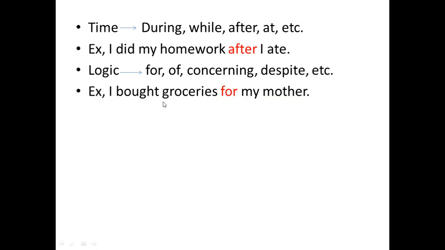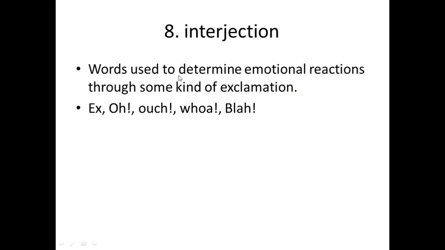Okay, the reason. And the final type of parts of speech is interjections. They're really easy to identify in a sentence. They're words used to show emotional reactions through some kind of exclamation. Exclamation means exclamation marks. So this is the exclamation mark, just in case you don't know. These are exclamation marks at the end of the words.